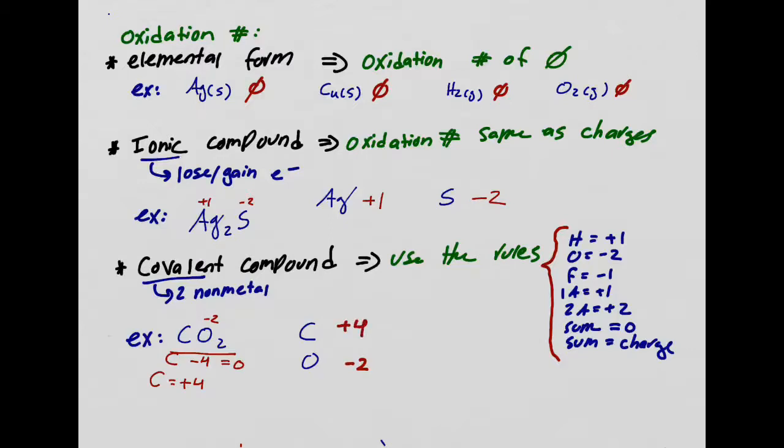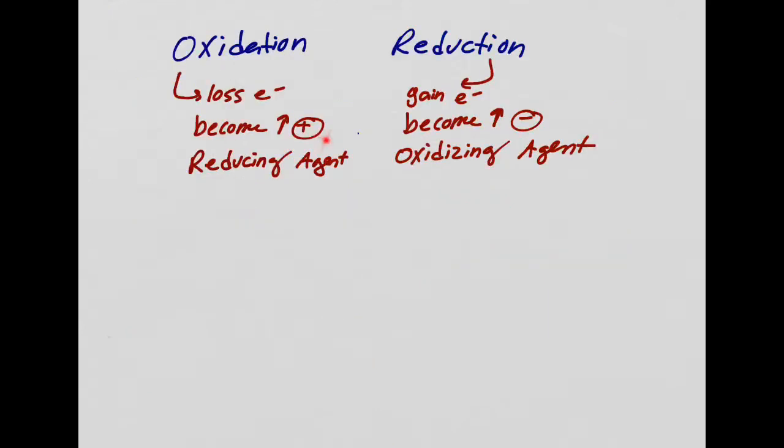So for a covalent compound, we can figure it out based on the rules right here. Think about it: elemental form, 0; ionic, same as charged; covalent, you have to do the rules. Once you do that, you figure out whether it has become more positive or more negative, and then you go from there. So far, so good. All right. Ready to do our first practice problem? Let's do our first practice problem.